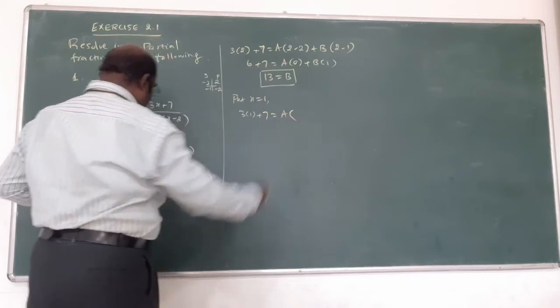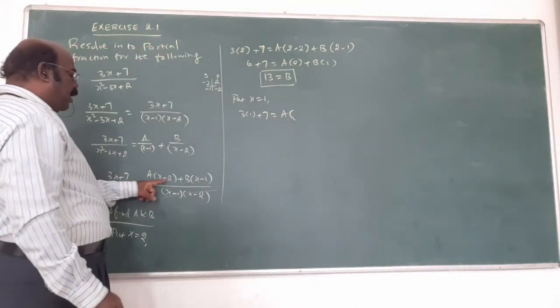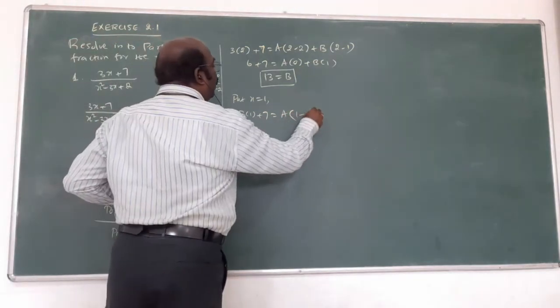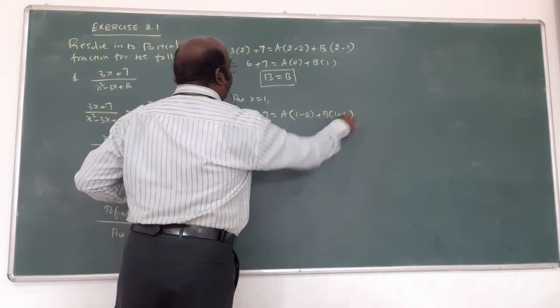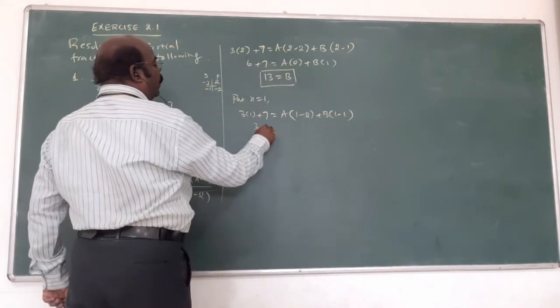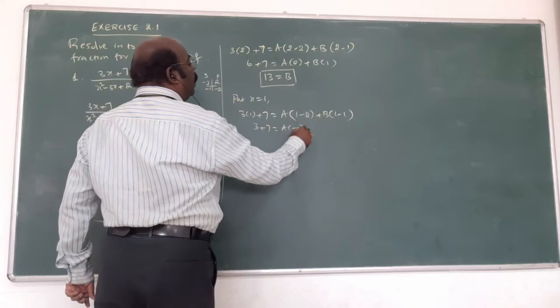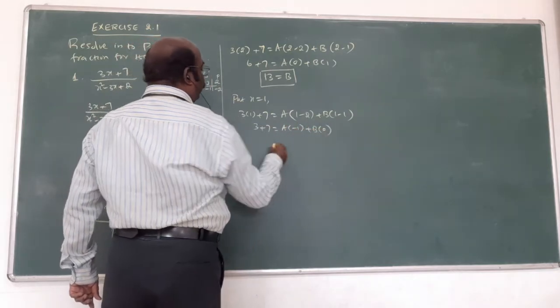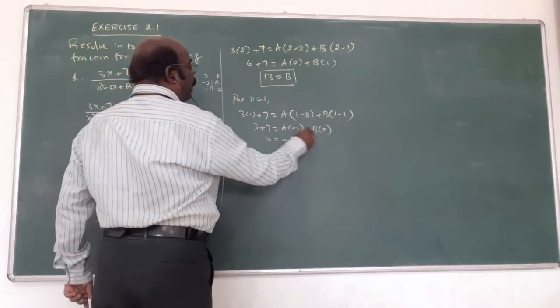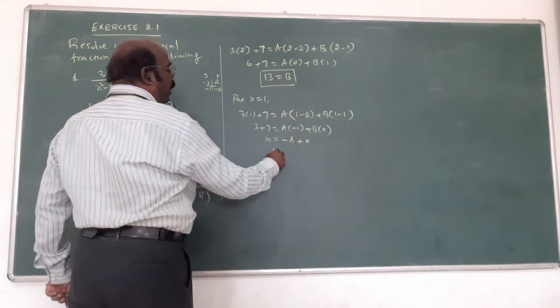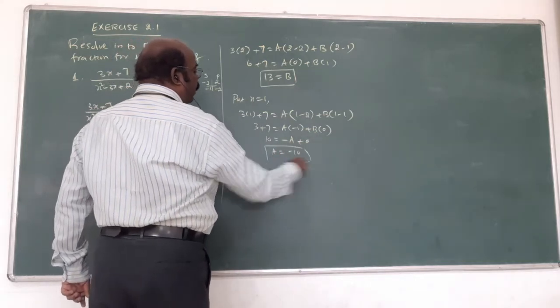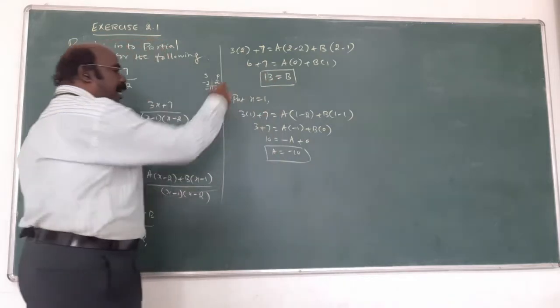Similarly, put x equal to 1. Left hand side: 3 into 1 plus 7. Right hand side: A into 1 minus 2 plus B into 1 minus 1. So 3 plus 7 equals A into minus 1 plus B into 0. 10 equals minus A, right? This is 0, so A equals minus 10. In this way, you will find the A and B values.